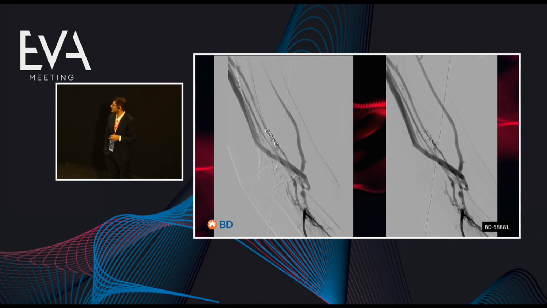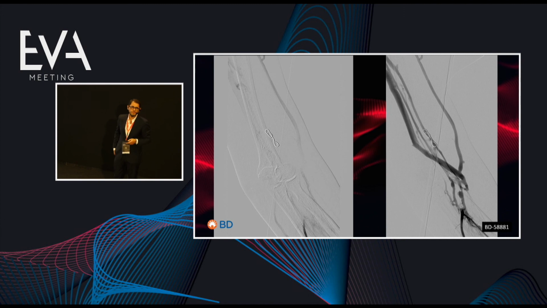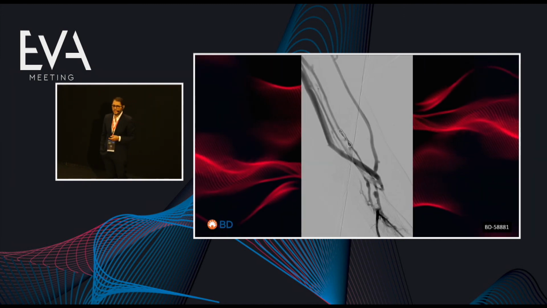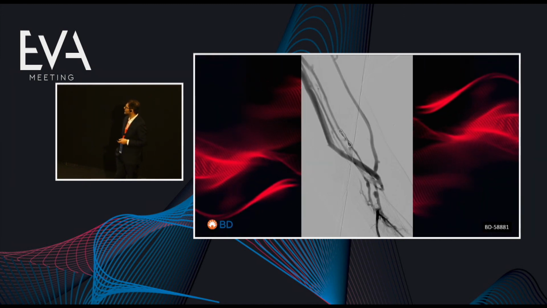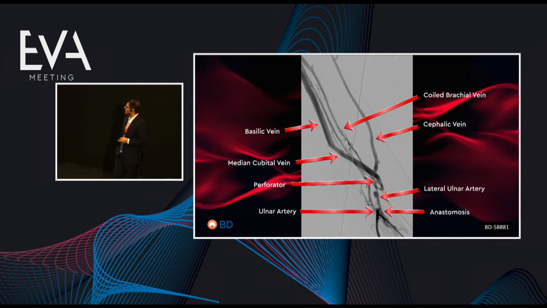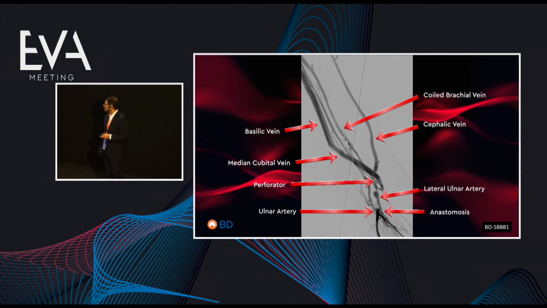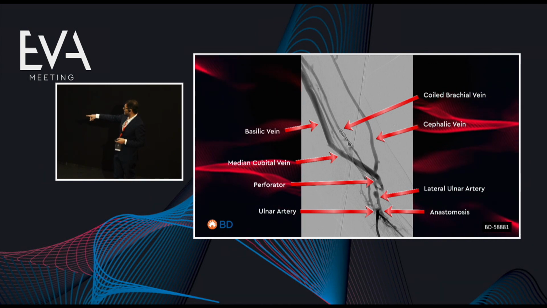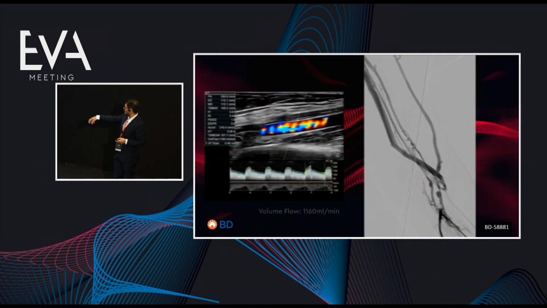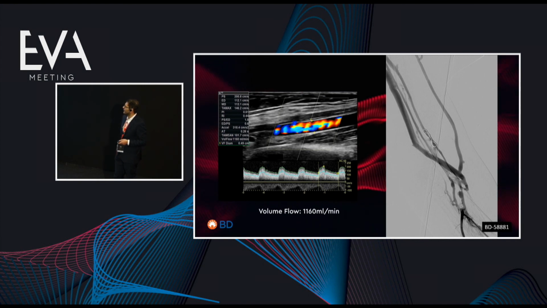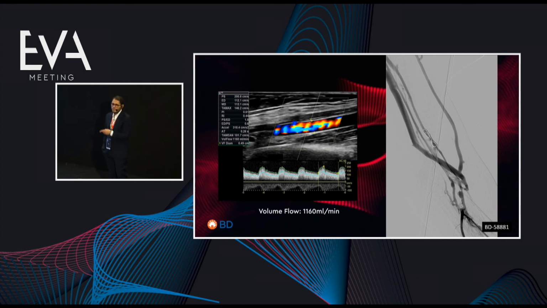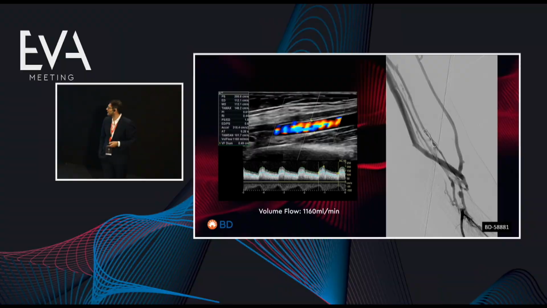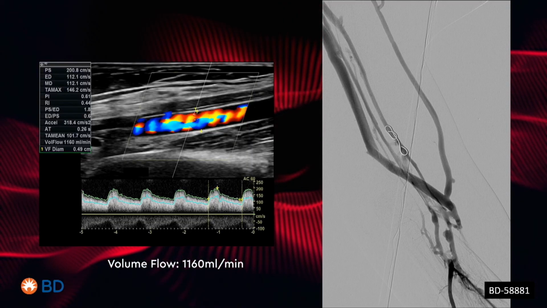So this is the result. You can even see that we still have flow. It might obstruct, might not. And you can see the different components. So you can see down there the ulnar artery, the contrast is going retrograde. It goes through the anastomosis, lateral ulnar vein, perforator, basilic, cephalic. Immediate volume flow at the brachial artery was 1,160 mils per minute.